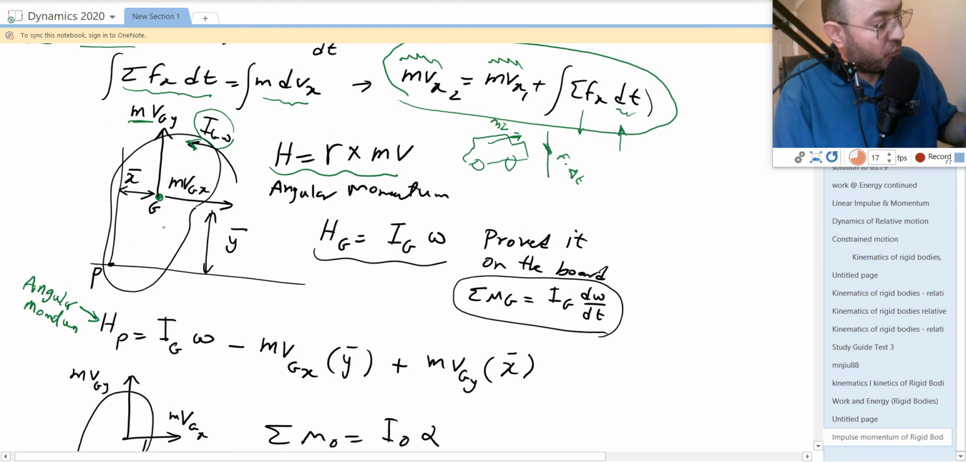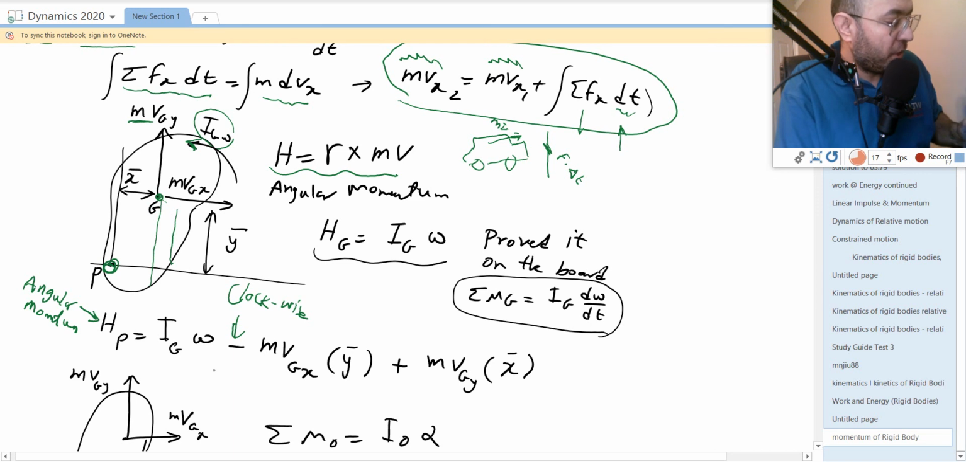Then you have two terms. One term is mvgx, which is multiplied by this distance, y bar. About point P, this goes clockwise, so that's why we put a negative here. The last one is on the y, which is mvgy, and the perpendicular distance is x bar. So we can say Ig omega minus mvgx times y bar plus mvgy times x bar. You don't need to memorize any equation; in such cases, we can figure it out.